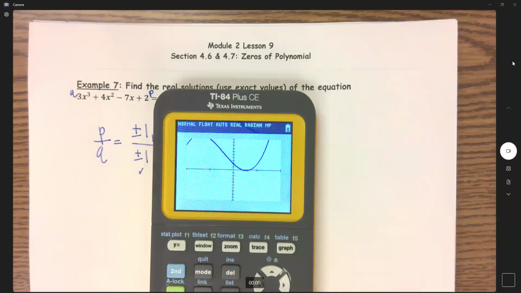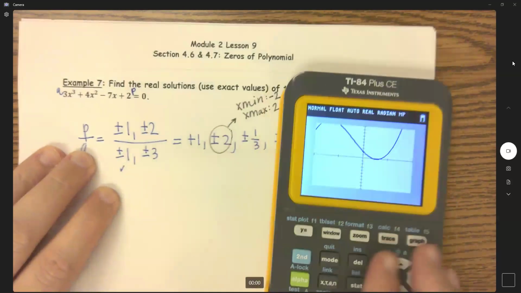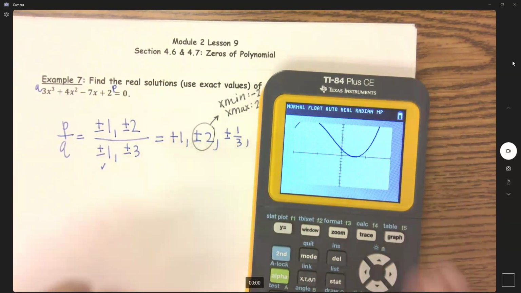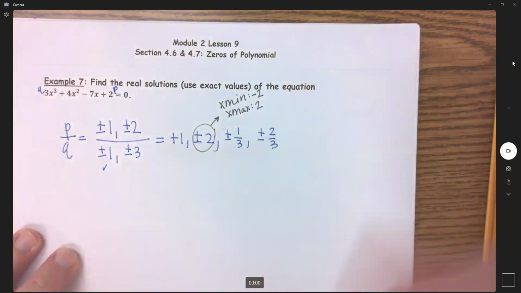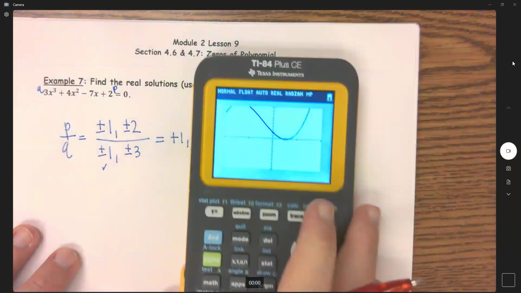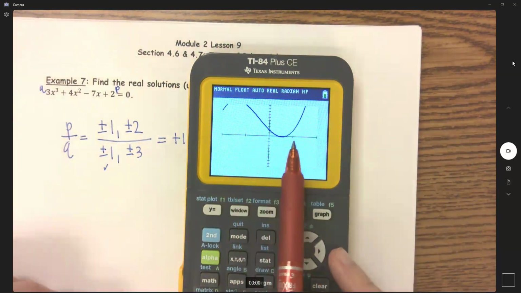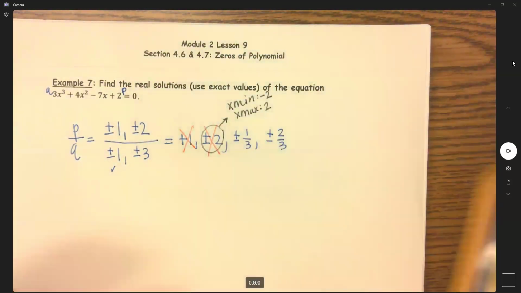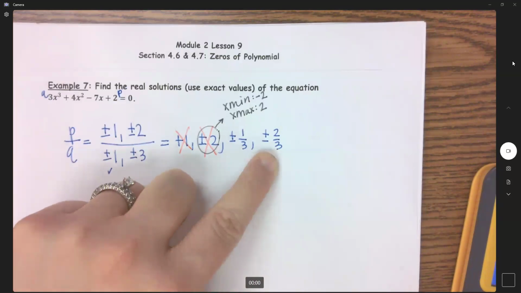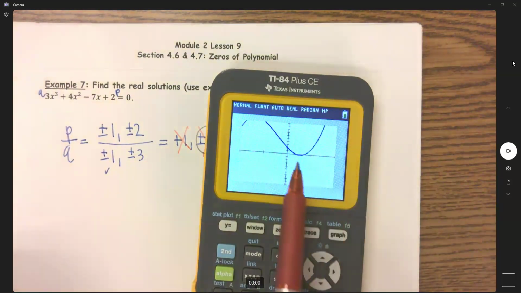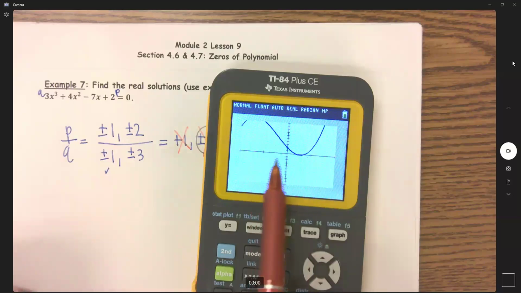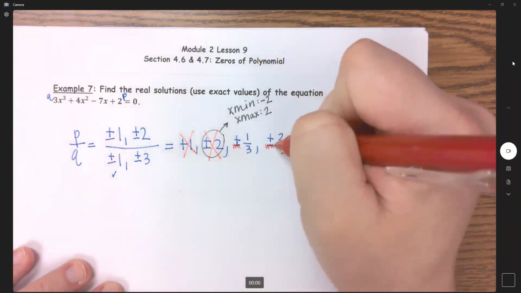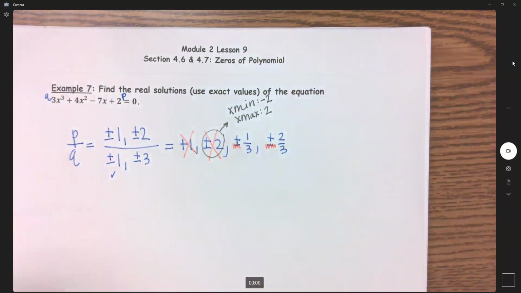Now with this, I can eliminate several answers here. My biggest and smallest, my -2 and 2, I don't have any graph here. So I can eliminate that. And I can also eliminate negative and positive 1 right here. It's not crossing there either. So I have plus or minus 1/3 and plus or minus 2/3 left. And I can see it's all over here positive. So I have nothing negative. So I'm also going to eliminate the minus. So I'm left with 1/3 and 2/3.